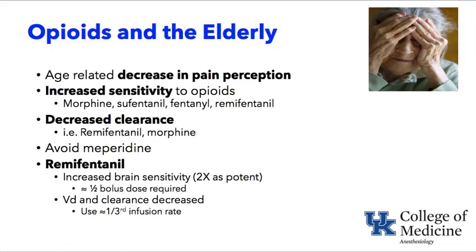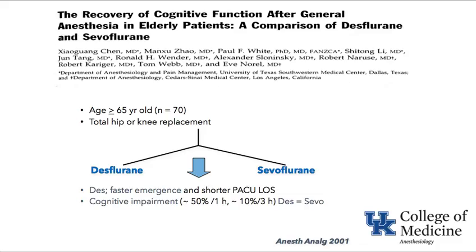Remifentanil has increased brain sensitivity like many of those other opioids that we previously mentioned. It's about 2 times as potent. Like most of our opioids, about half the dose is needed to have a similar effect. So one recommendation is half the bolus dose if you're going to bolus it, and use about 1/3 of the infusion rate when you're using remifentanil in the elderly.